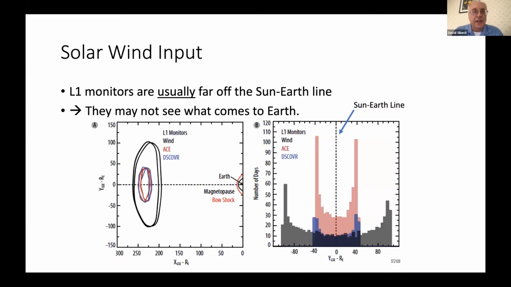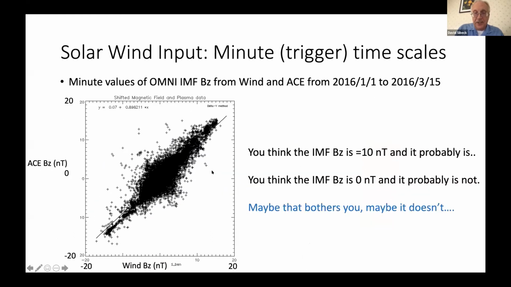So it may come as a surprise to you, but L1 monitors are not usually directly upstream of the Earth along the Sun-Earth line. They follow these kind of circular paths, hovering around the L1 libration point upstream, and they spend most of the time way off the Sun-Earth line, as this histogram of position shows. If they were right on the Earth-Sun line, they'd be here along this dashed line. Usually they're far off that dashed line. So they might not see what you want them to see coming to Earth.